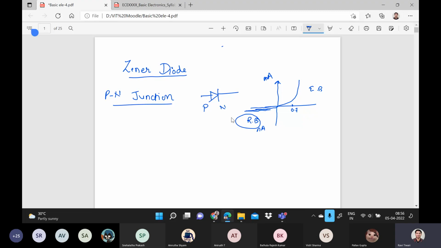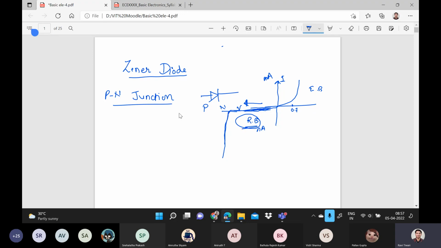Now, if you increase the reverse bias voltage, this is voltage and this is the current, the IV characteristic. If you increase this voltage, what will happen? After a certain breakdown voltage, there will be a sudden rise in the current. That is because of the breakdown, and I will explain the breakdown procedure also, why it happens. So if you increase the reverse bias voltage beyond a certain breakdown voltage, there will be an abrupt increase in the current in the case of reverse bias.